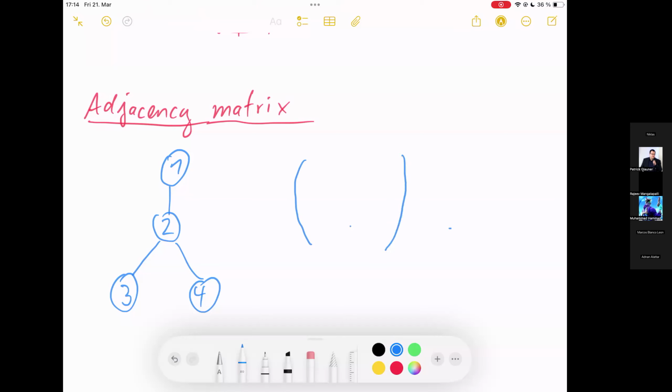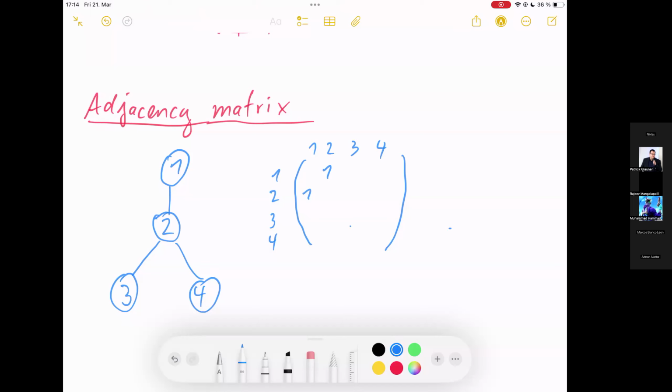It's a 4 times 4 matrix, and I'm just adding some comments to the rows and columns. And when two nodes or two vertices are connected, I put a 1 in there. So 1 and 2 are connected. But 2 and 1 are also connected. So I put a 1 here.